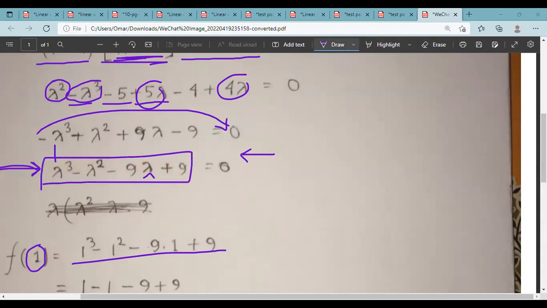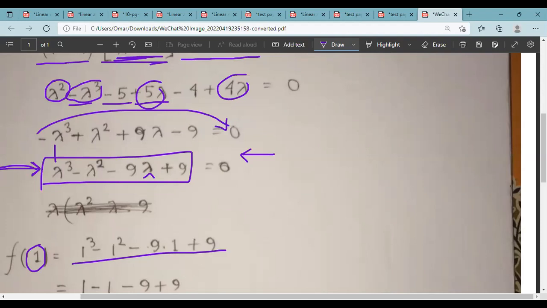If you use this online calculator for factorizing, I'll send the link here in the group. If you write down this equation, lambda cube minus lambda square minus 9 lambda plus 9, I can see x cube minus x square minus 9x plus 9.